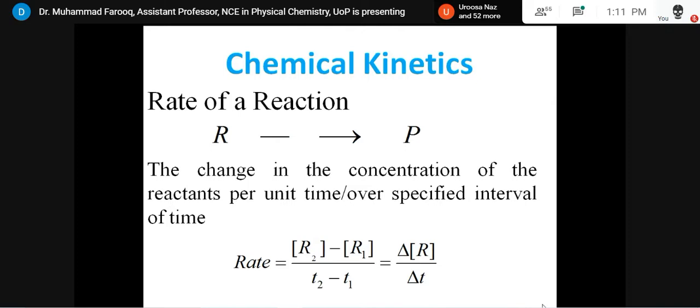Yes sir, clear sir. So, for example, R is the reactant, P is the product. Initially, the concentration of the reactant was R1, for example 100 gram. After some time, after 20 minutes, we saw that there was a change in the concentration. This is the final concentration after 20 minutes, R2. So we can see the change in the concentration per unit time, T2 minus T1, which we can call delta T. The change in the concentration of the reactant per unit time, over the specified interval of time, we call the rate of a reaction.